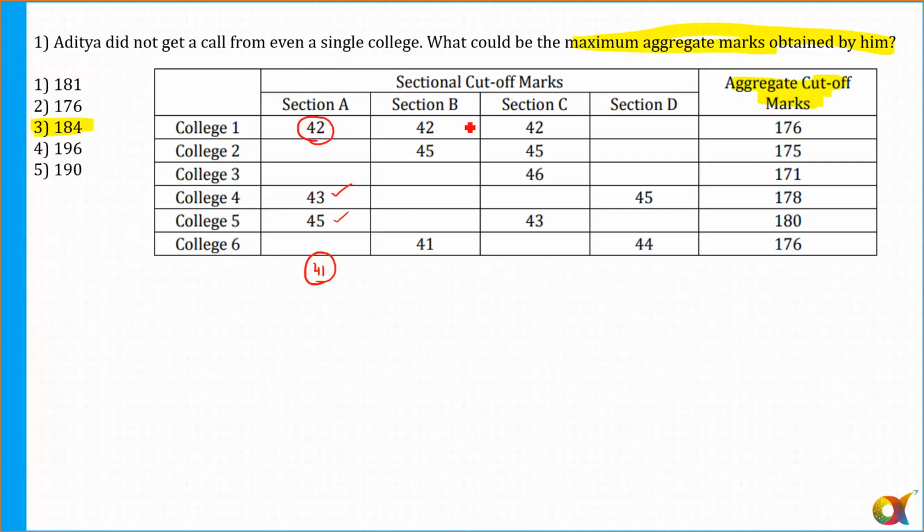Now in section B, the cutoffs are 42, 45 and 41. So if Aditya is getting a score of 40 in section B, again he will not be able to clear the sectional cutoff of any of the colleges. किसी का नहीं होगा. In section C, if Aditya is getting a score of 41, again he will not be able to clear the sectional cutoff of any of the colleges. And in section D, if Aditya is getting a score of 43, he will not be able to clear the sectional cutoff of any one of the colleges here.